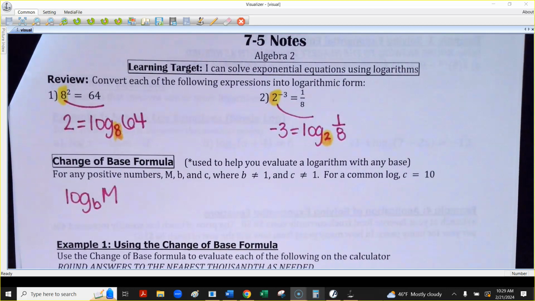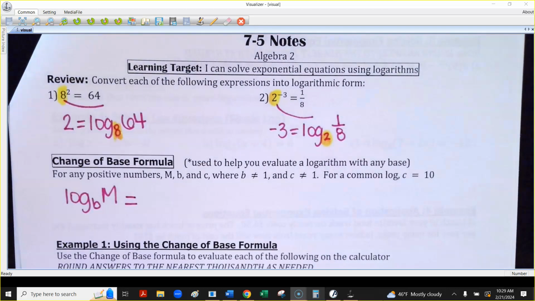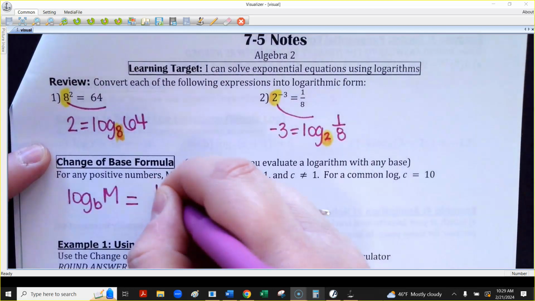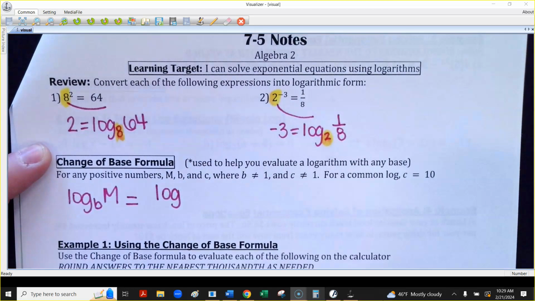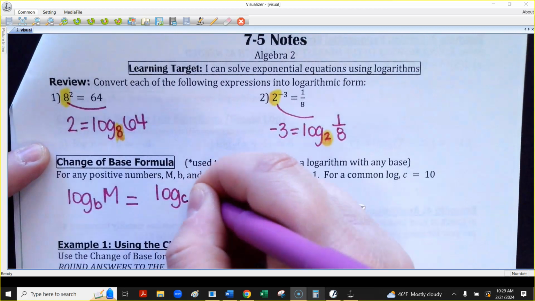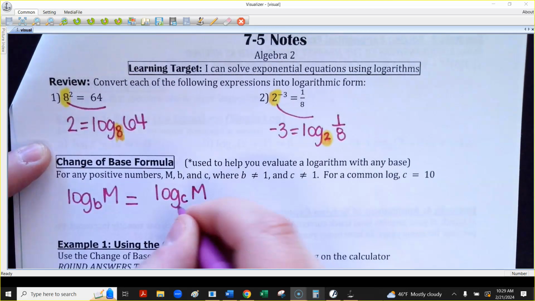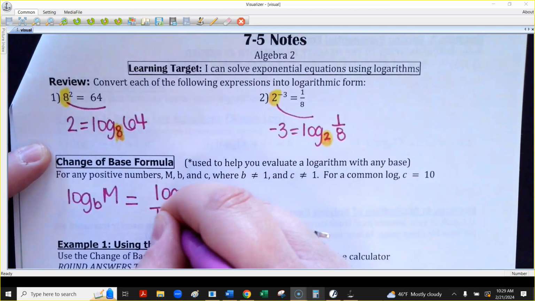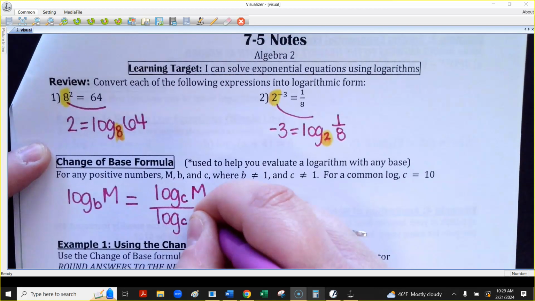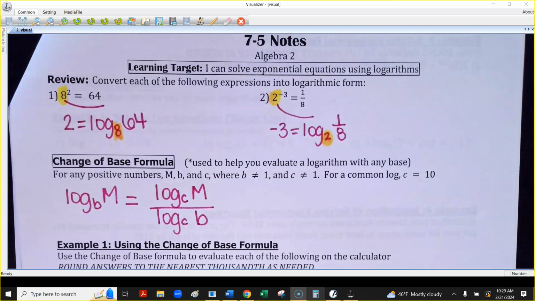All right. Now, here's how the change of base works. You're going to make a fraction: the log base c of m over the log base c of b. And then, like I just mentioned a second ago, typically you try to change it to base 10 because then you can do it on the calculator. So here's how this would work. I'm just going to make something up.